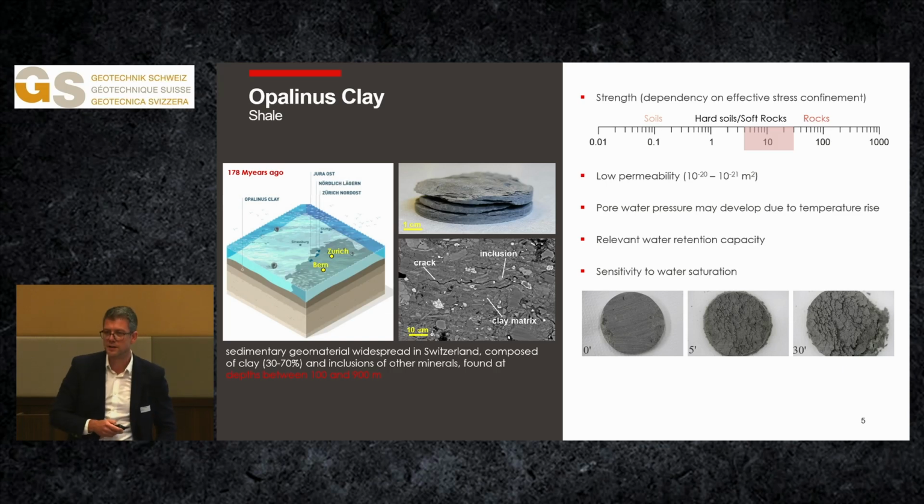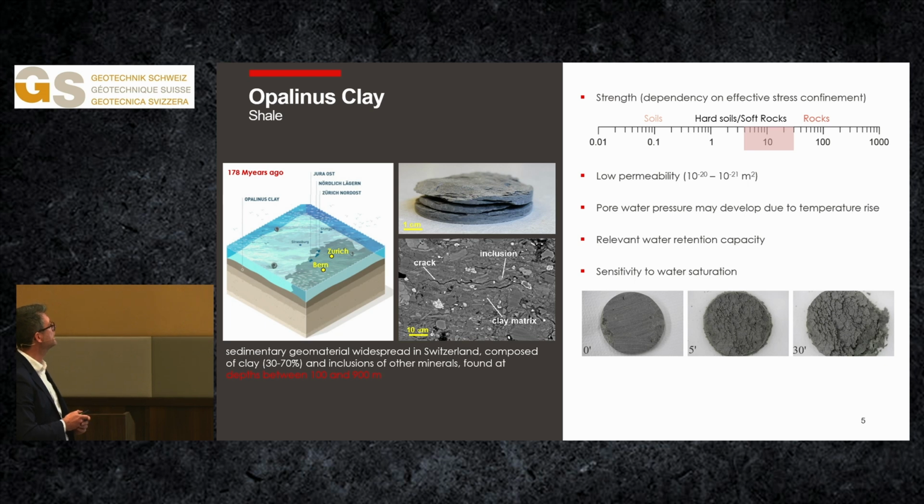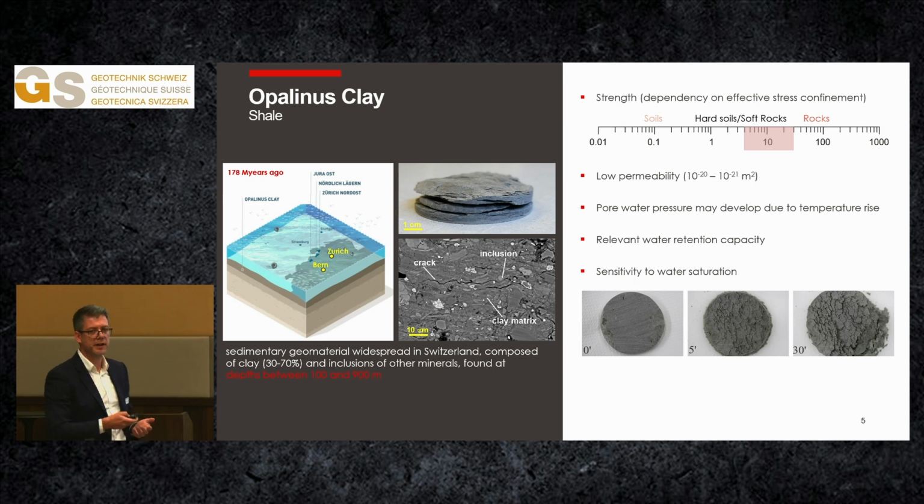Just a few words about the materials. We have heard already about opalino clay. Let me give you some more geotechnical details. This is a sedimentary geomaterial which has a very high clay content, and it was sedimented more or less 180 million years ago. Let's have a look at some properties. Strength is effective-stress dependent, more typical of soils, and usually we have a cohesion in the order of several megapascal, 4 or 5 megapascal.